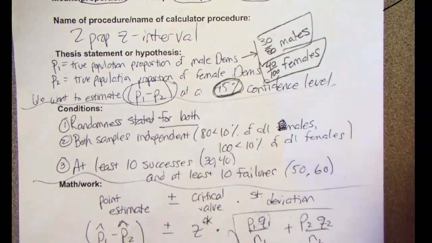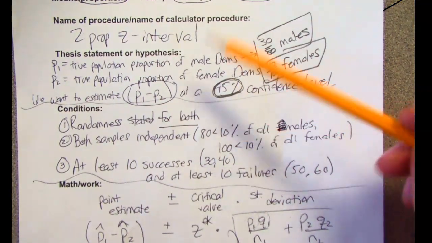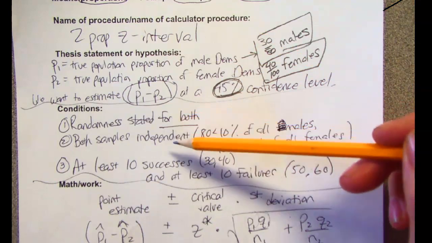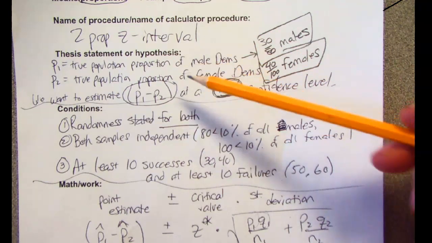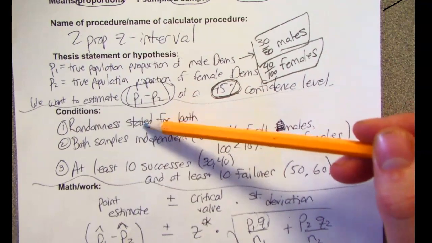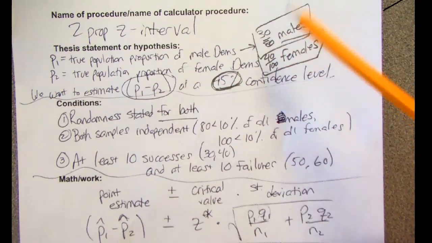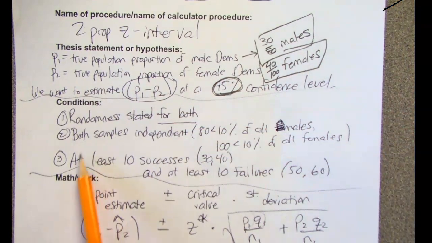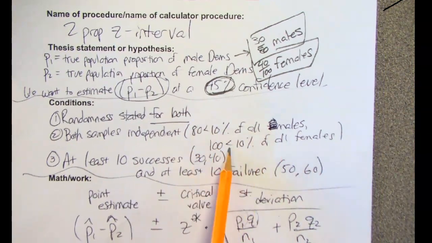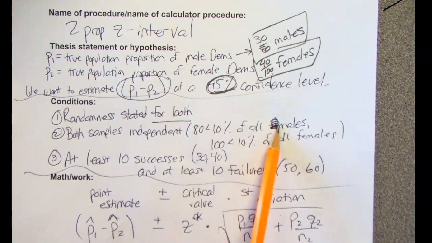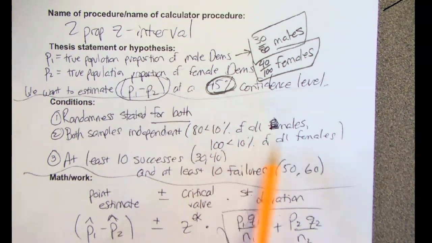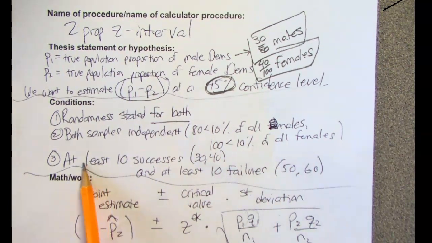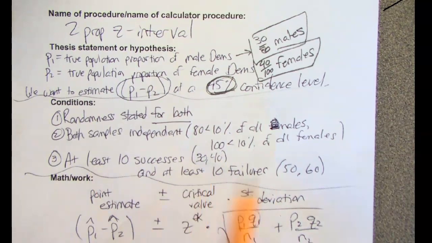And 95% confidence level. So the conditions, we've got to do the same 3 conditions we did before, but now we're doing them for 2 samples. So randomness stated. When I wrote this problem, I put randomness on. But you're just saying for both, both samples are independent, and then I'm just verifying over here. 80 is less than 10% of all males. 100 is less than 10% of all females. And I do have at least 10 successes and at least 10 failures.